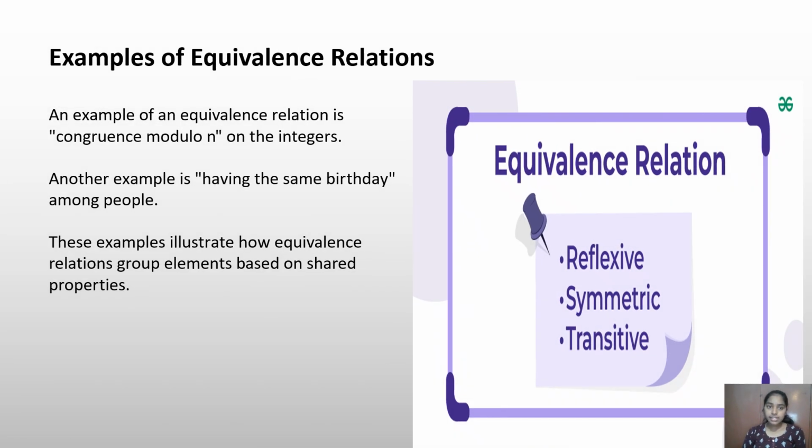Next, here are some examples of equivalence relation. An example of equivalence relation is congruence modulo n on integers. Another example is having the same birthday among people. This example illustrates how equivalence relations group elements based on their shared properties.